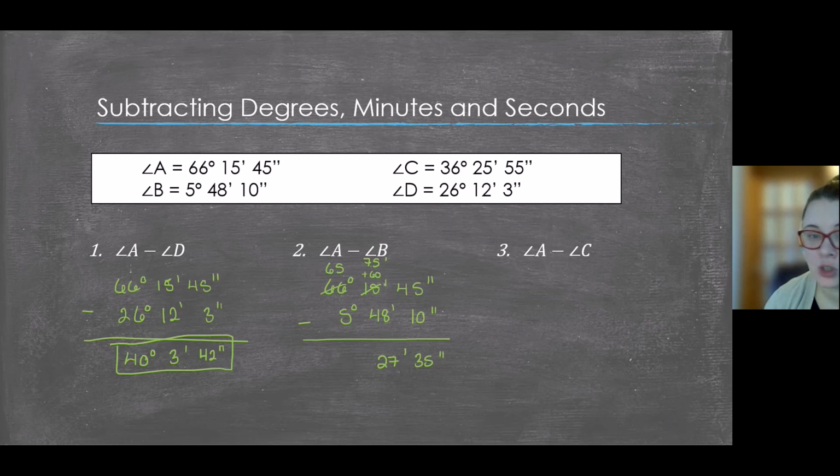Okay, so all I'm really doing is borrowing. I'm saying that this is equal to 65 degrees, 75 minutes, 45 seconds. So all we're doing is writing an equivalent. I take 1 away from the degrees, I add 60 into the minutes, and I use my new number. I got to use this 75 now. Okay, so 75 take away 48 gives me 27. And then for the degrees, 65 minus 5 gives me 60.